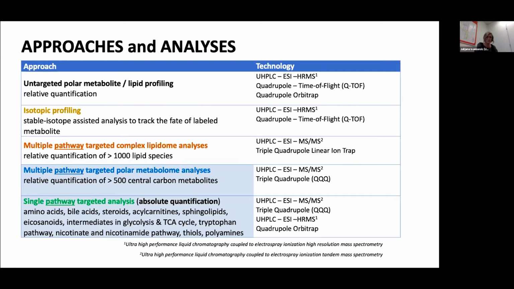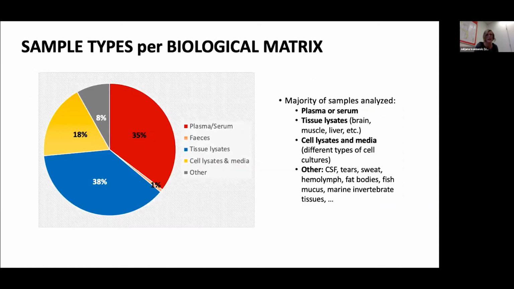We have also set up many methods for single pathway targeted analysis, with a focus on specific classes of metabolites or specific pathways. These include amino acids, bile acids, steroids, acyl carnitines, sphingolipids, and eicosanoids. You can see the entire catalog on our web page, so don't hesitate to contact me if you need more information.